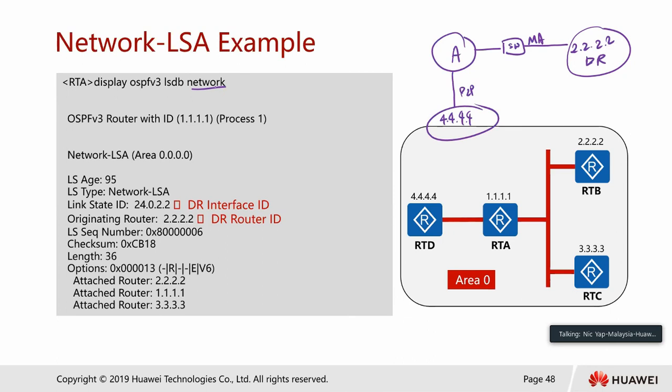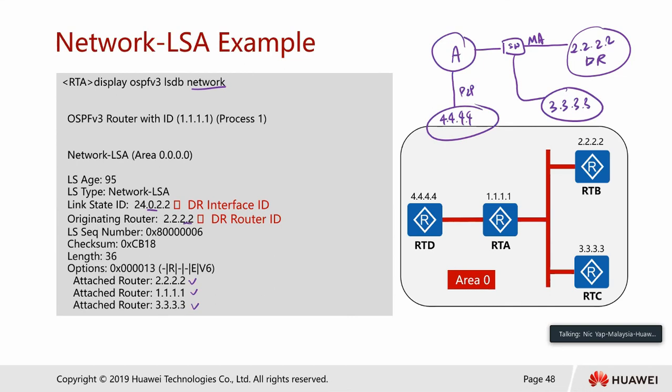LSDB, network LSA. So that is showing you that this is the DR interface ID, this is the router ID for the DR, 2.2.2.2 as a DR. And I see that inside this transit, I have 2.2.2.2, 1.1.1.1, and 3.3.3.3. Means that from here, I can discover another one. That another one is called 3.3.3.3. That is what I can get from router A by using these two LSAs, router LSA and network LSA. I can discover the topology by understanding the LSA information. Is it okay so far?